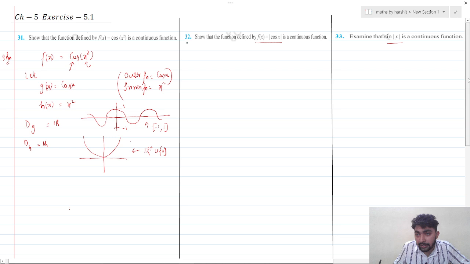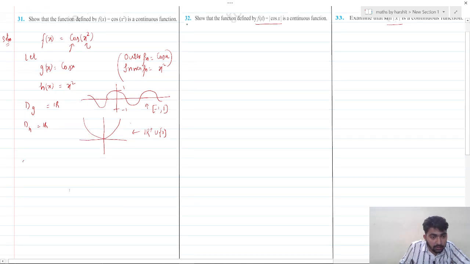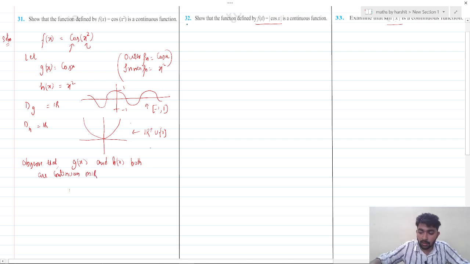Now observe that g of x and h of x both are continuous on R. If they are continuous on R, then their composition is also continuous.